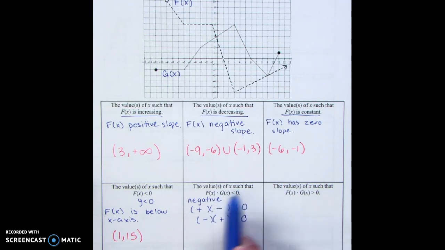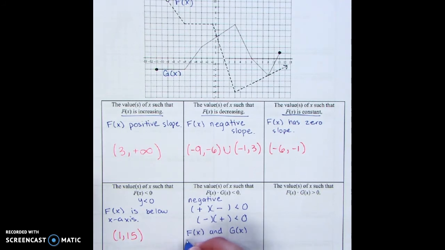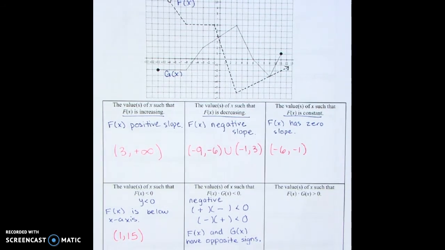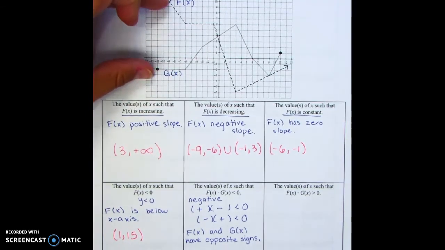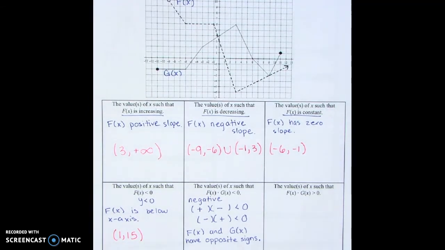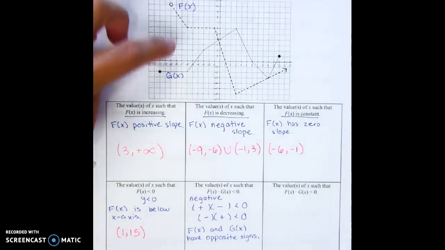The values of x such that when you multiply, you're going to get a number less than 0. That means f and g are either positive and negative or negative and positive. So let's say f and g have opposite signs. Isn't this neat? Okay, so how can we tell that? We're going to go to the graph and we're going to say, where do they have opposite signs? Meaning one is positive and one's negative.